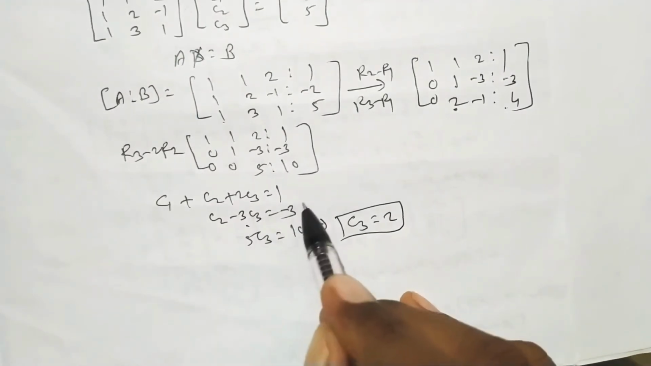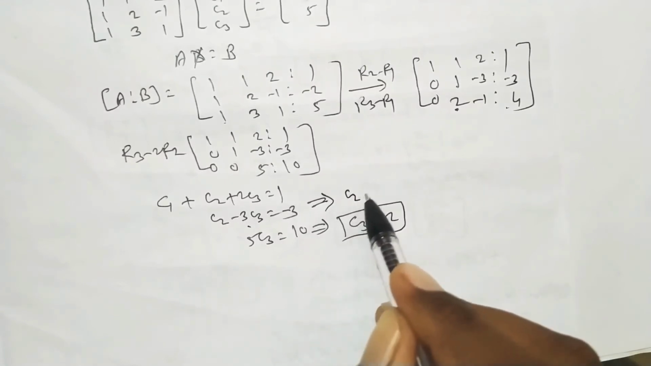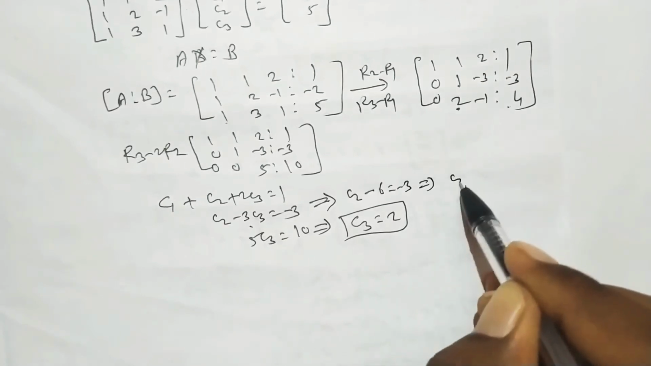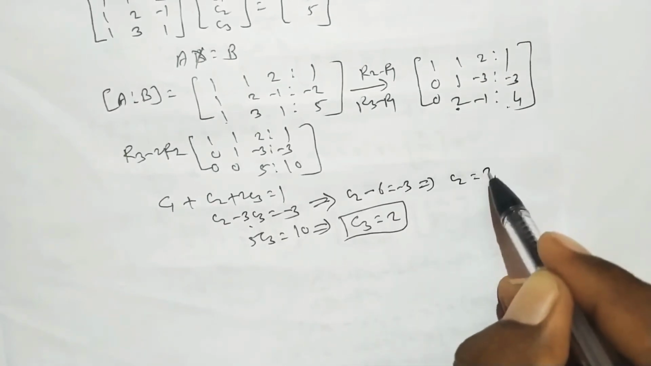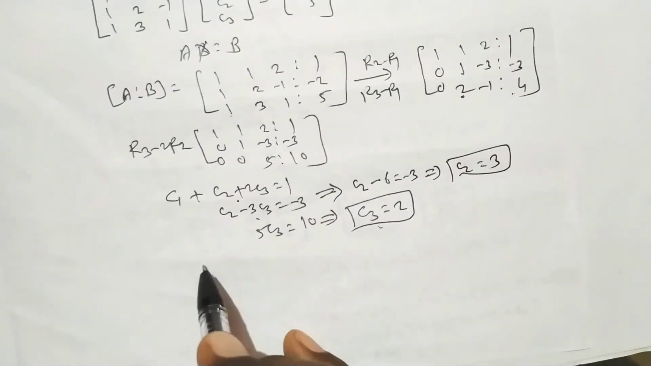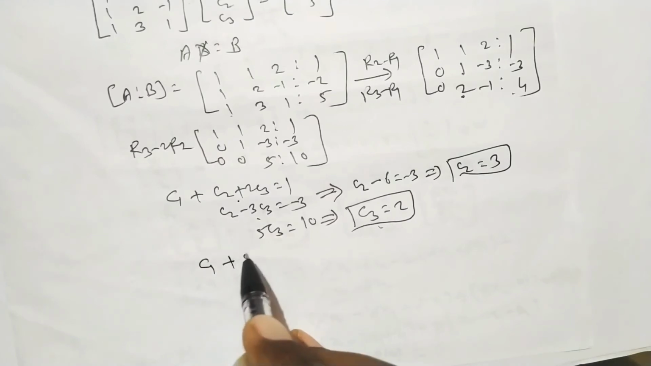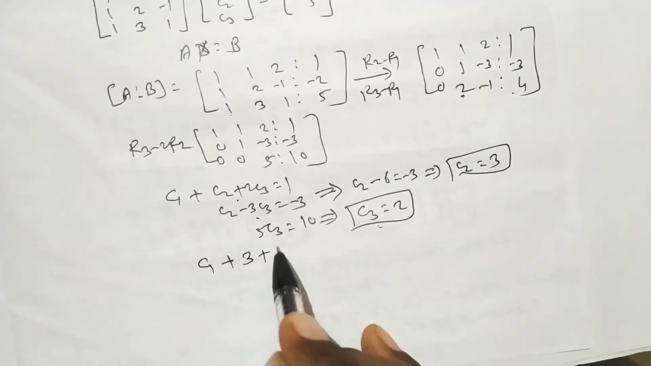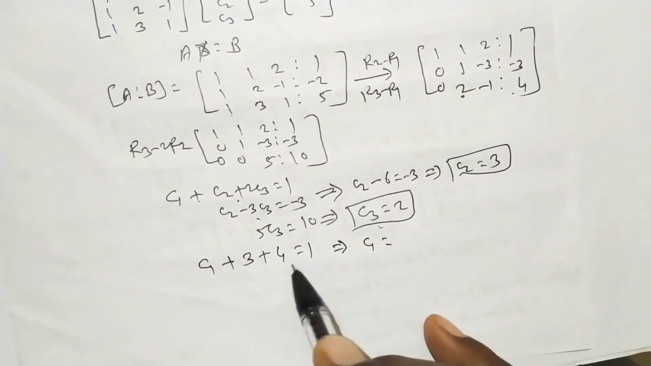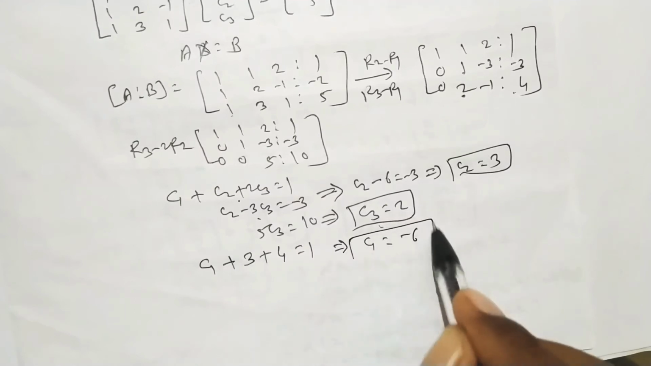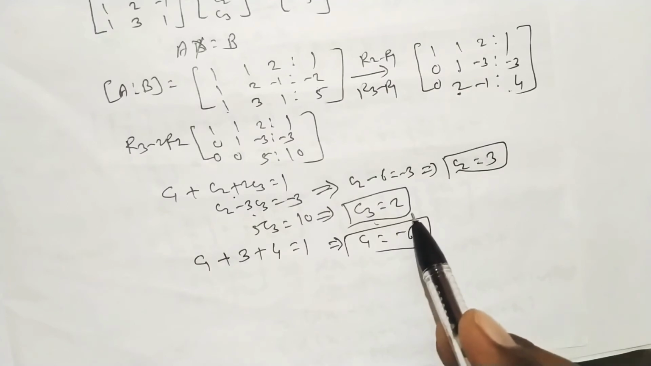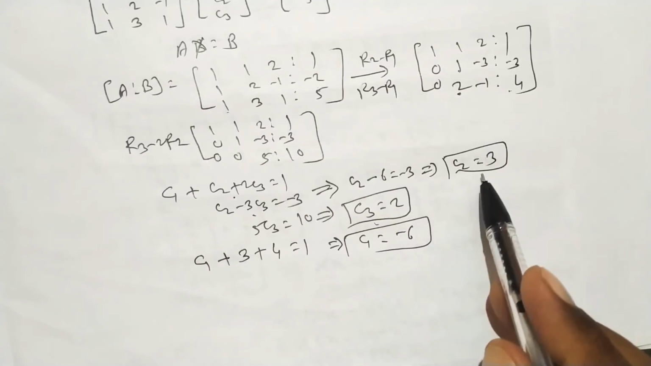Put C3 equal to 2 here, then we will get C2 minus 3 into 2, which is 6, is equal to minus 3. So C2 is equal to minus 3 plus 6, that is 3. Okay, and put C2 and C3 in the first equation: C1 plus C2, which is 3, plus 2 into 2, which is 4, equal to 1. 4 plus 3 is 7. So this implies C1 is equal to 1 minus 7, which is minus 6. So C1 is equal to minus 6, C2 is equal to 3, and C3 is equal to 2.